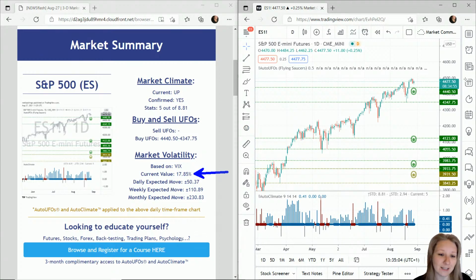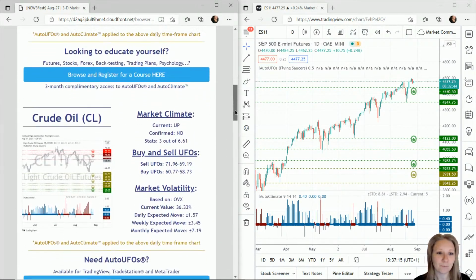Now with volatility, we would expect movement up or down in 1 year on the S&P of 17.85%. So what that tells us is that in 1 day, we would expect it to move up or down 50.37 points. In a week, it would be 110.89 points up or down. And in a month, 230.83 points up or down. So that's the S&P. Let's move on to the next market, which is crude oil.